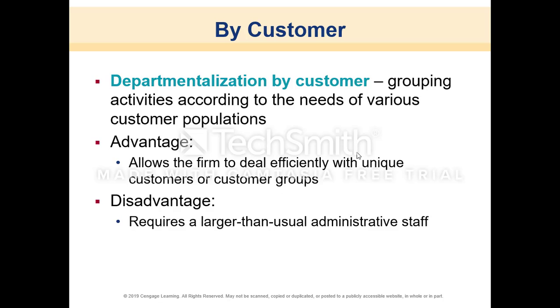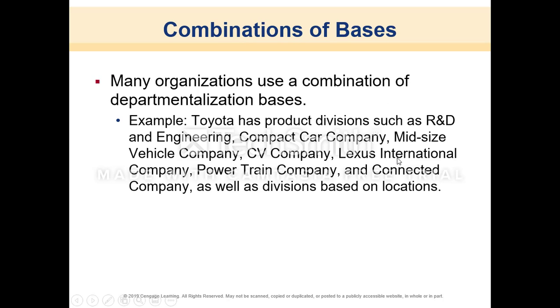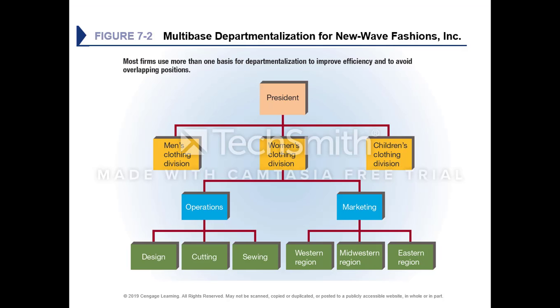So when you're selling to consumers, you'd have a whole department built around that. And then if you're selling to other businesses, you could have a department surrounding that. Also, some places will choose a combination of bases. So they could do location and product or whatever. Here's an example of multi-base departmentalization.